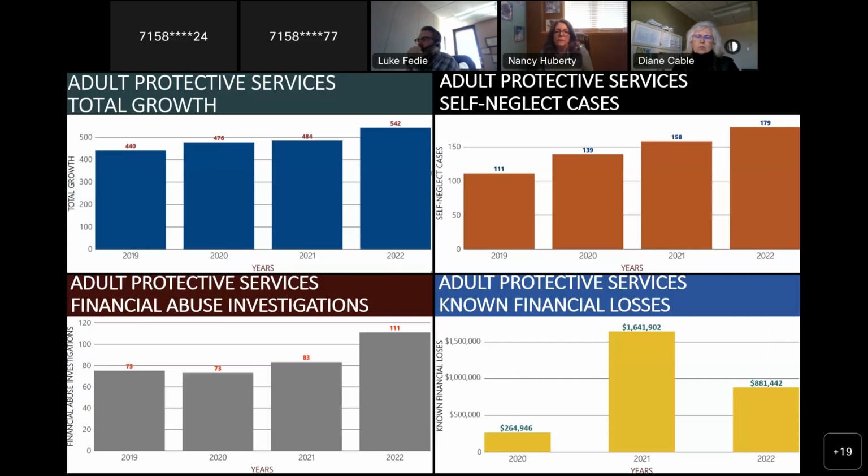You can see in 2021, we had about $1.6 million that was identified that was exploited. And the cases actually went up in 2022. The dollar amount was smaller, but it's a bit misleading because often when the referrals are made for investigation, they don't have a dollar amount. So it's kind of a nebulous thing until they end up in the court system.